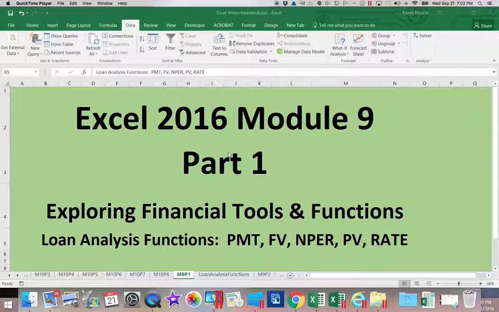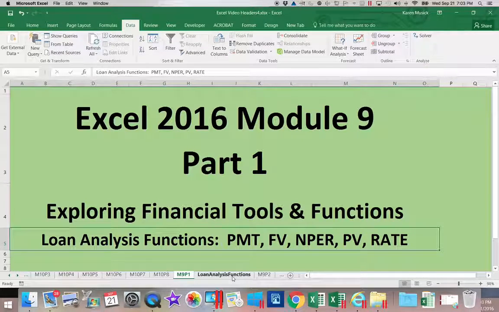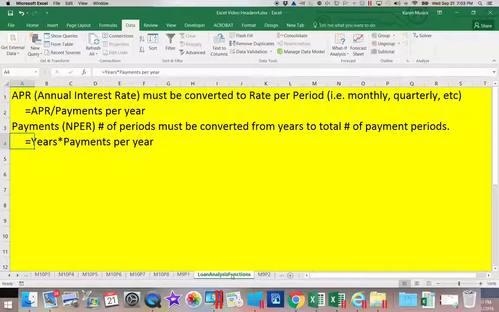The first set of functions that we are going to be looking at are all related to loan analysis. We can calculate the payment, the future value, the number of payment periods, the present value, as well as the interest rate. And all of these functions require us to convert, first of all, the annual interest rate. We must convert that into a rate per period.